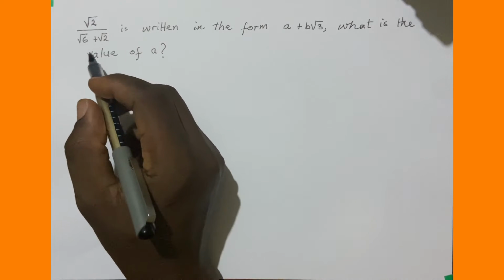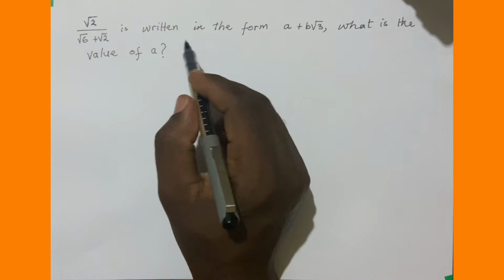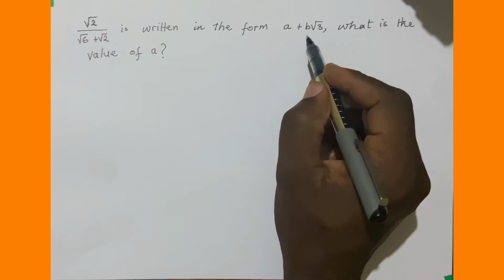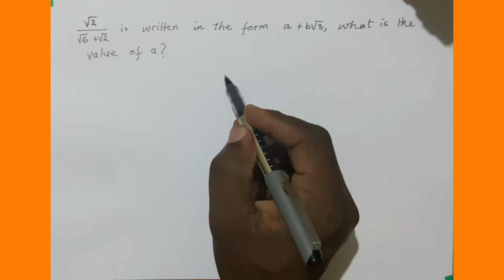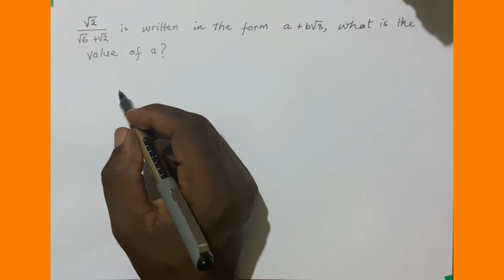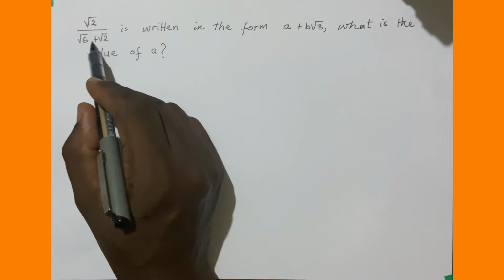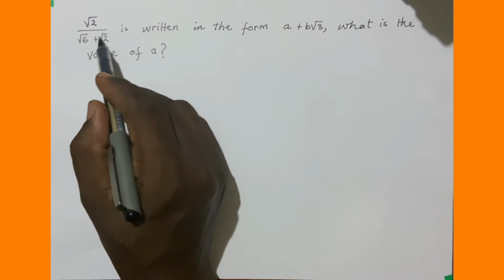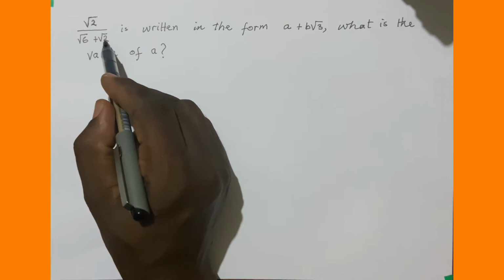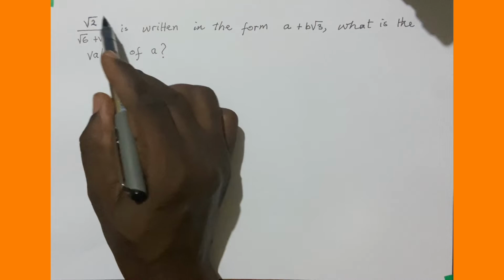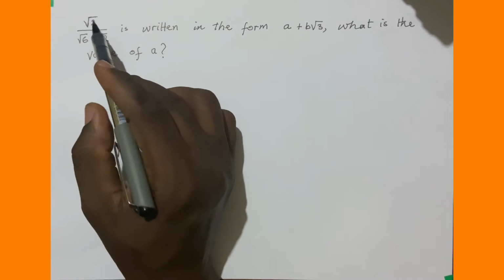Okay, we have that root 2 over root 6 plus root 2 is written in the form a plus b root 3. What is the value of a? In order to find the value of a, we need to simplify this expression. As you can see, we have radicals in the denominator. These radicals are root 6 and root 2, which means this expression is not in its simplest form.